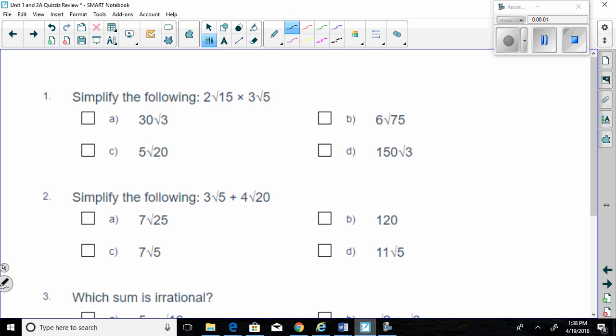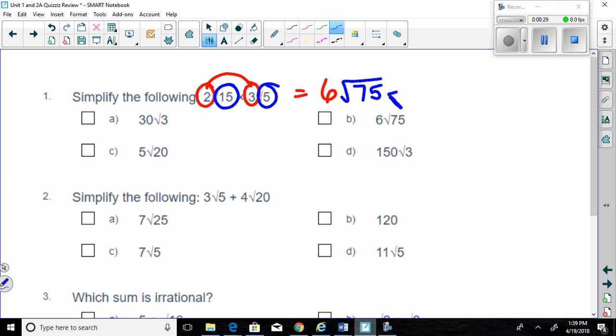First one. So if we're multiplying radicals, you can either simplify, then multiply, or multiply, then simplify. And so what I mean by that is I can take the coefficients right here and multiply them. So what's 2 times 3? 6. And what's 15 times 5? 75. Yeah, you end up getting 75. Then once you do that, we simplify.